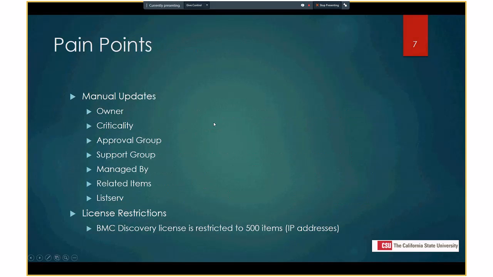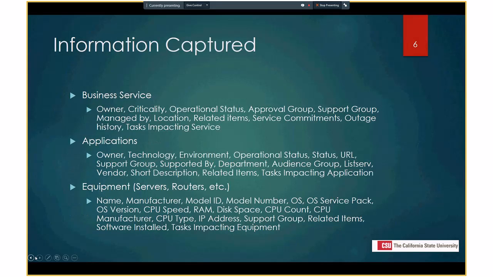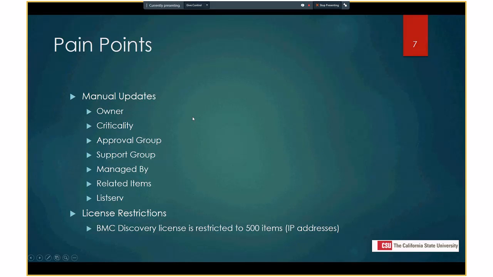Our pain points, there's a lot of manual updates in there. Even though we can automatically discover all of it at the lowest level, the lowest level being the equipment level that we have, we can discover everything there, but everything up above, the applications and business service, is all manual updates. We have to define who the owner is of the business service and the application. We have to define the criticality of it, who the approval groups, support groups are, and then we have to tie in all the related items.